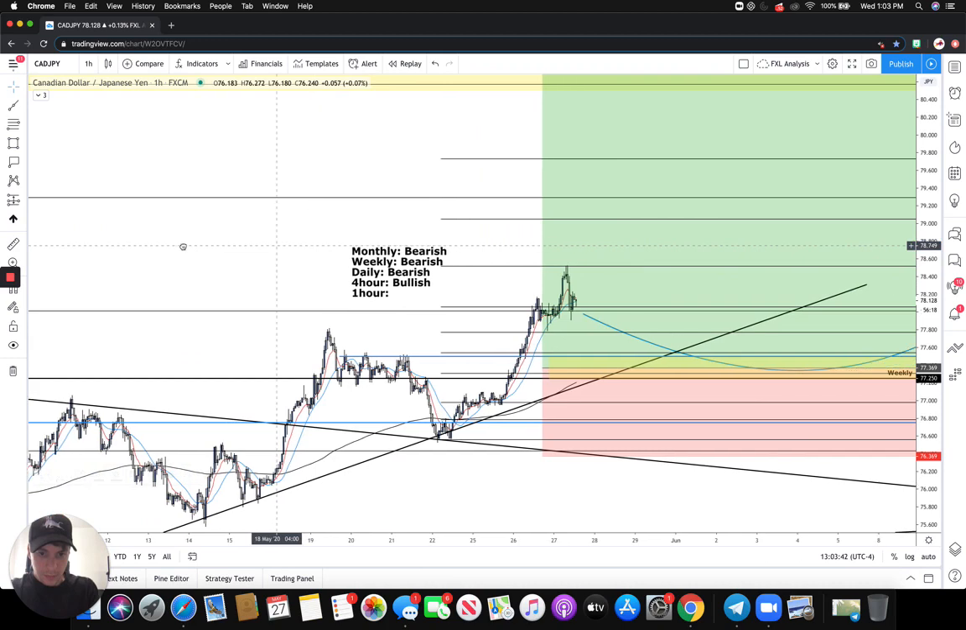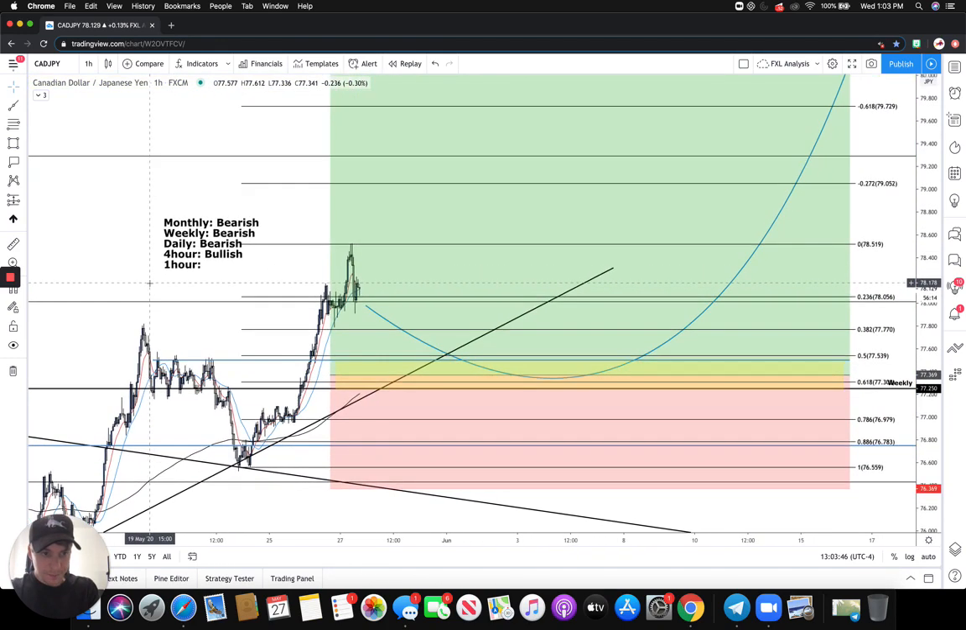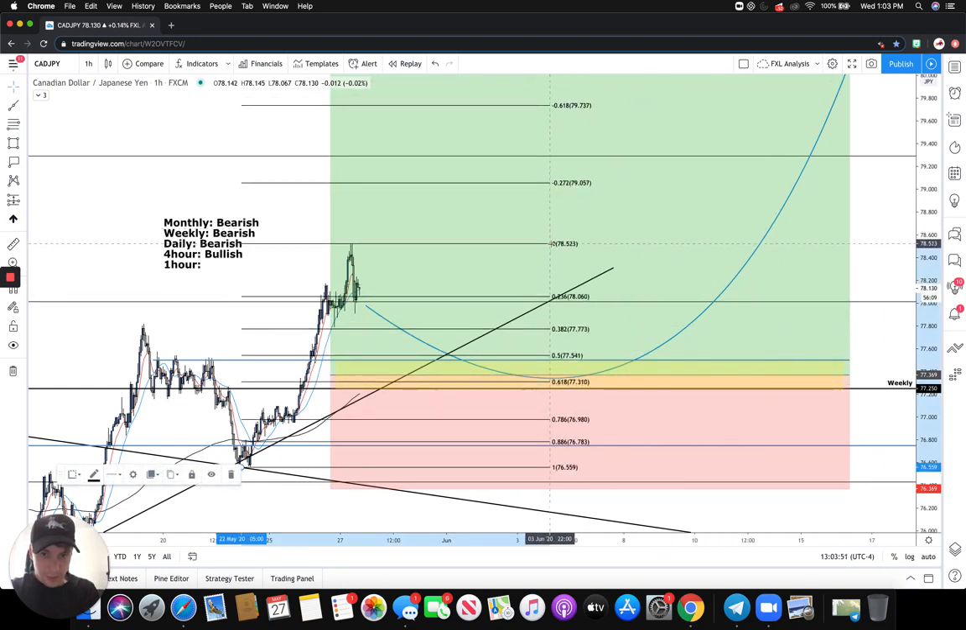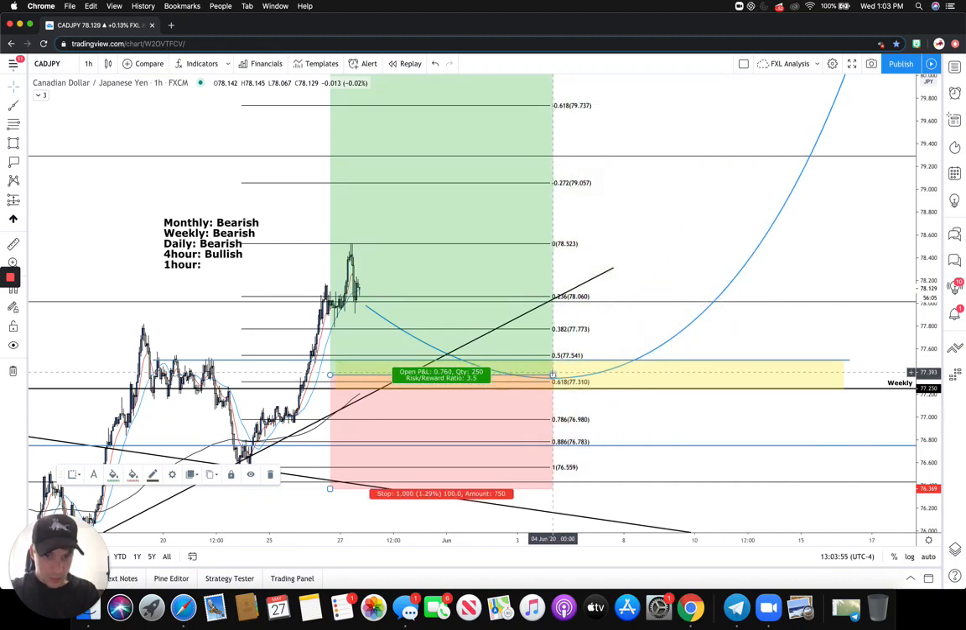All right, we're on the 1 hour here, supporting trend line. This is that trade we just marked up. Let me actually bring this in so you can see a little better. And there it is.